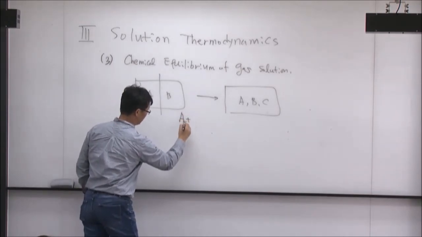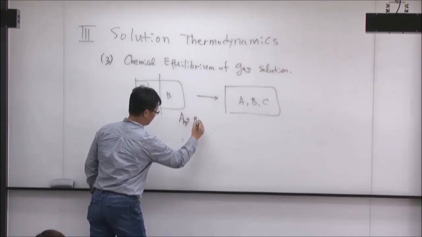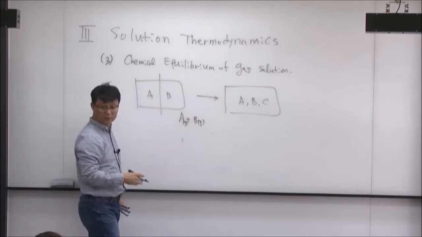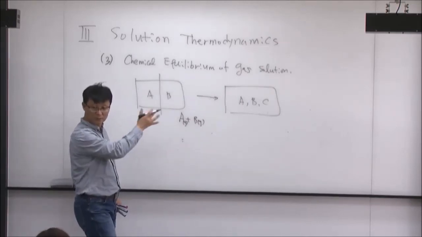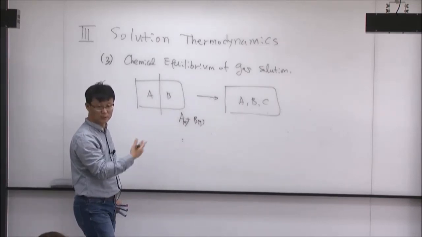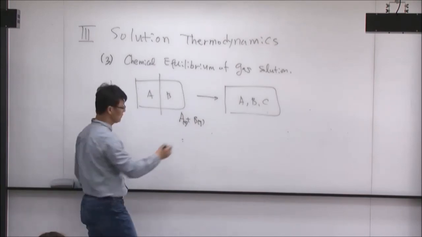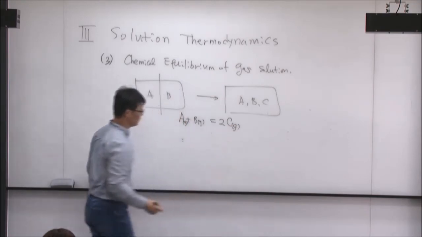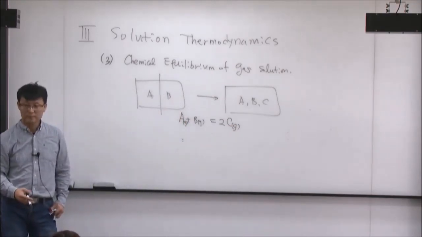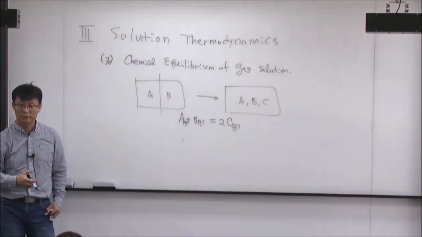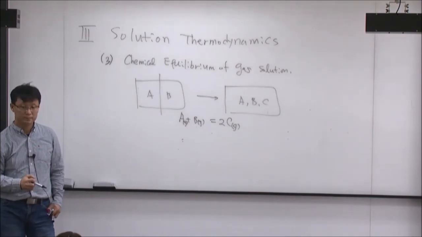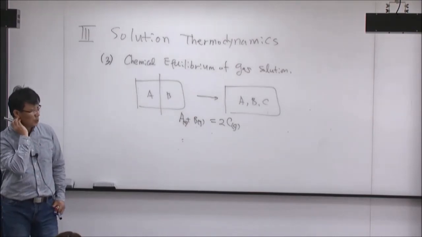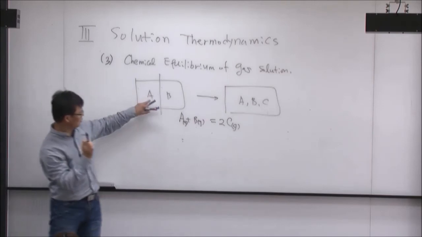A gas phase and B gas phase, when mixing together, instead of having the inert mixing, now we are considering some kind of chemical reaction between the A and B phases. Then it becomes 2 moles of C phase, for example, C gas phase. Okay? Let's consider this way.